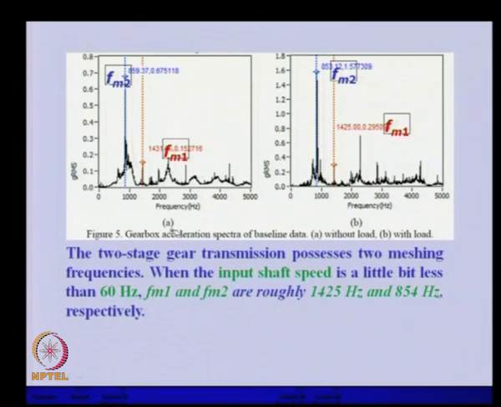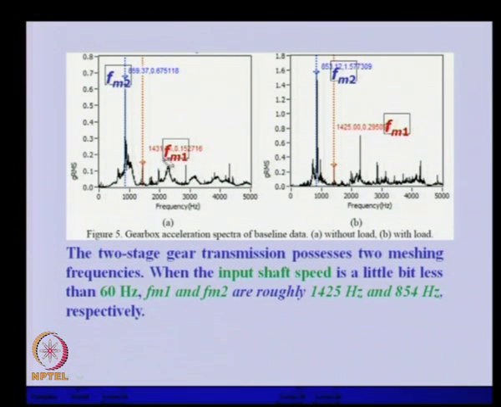So, this is a typical signal. This is the gearbox acceleration spectra of baseline data. First is without load and the second one is with load. As pointed out earlier, whatever dynamics is going on at the gear will reflect at the bearing location, because the bearing is mounted on the gearbox. So, we can take the signal from there and that will reflect the dynamics of the gear. So, this is a typical signal.